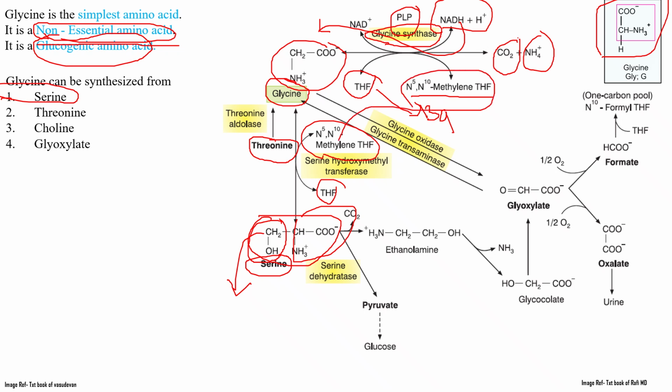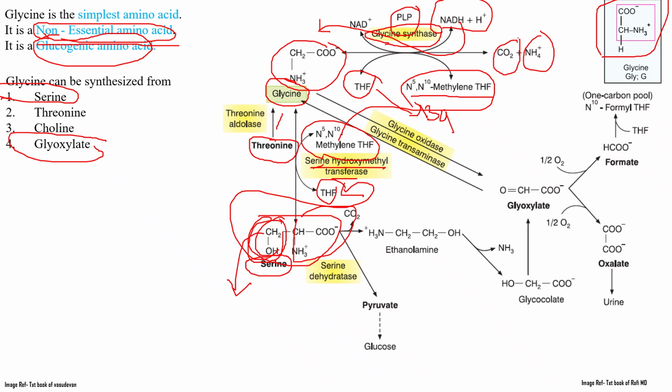And what is an enzyme? Serine hydroxymethyl transferase. The name of the enzyme suggests that there is a serine and a hydroxymethyl group has been transferred to tetrahydrofolic acid to form glycine. And one more thing is glyoxylate.